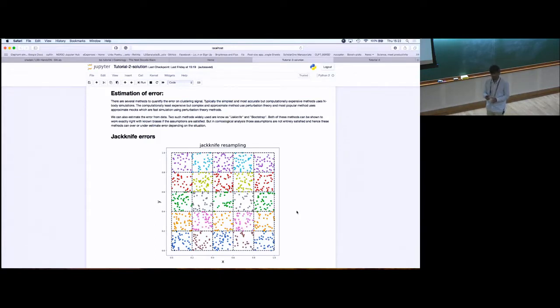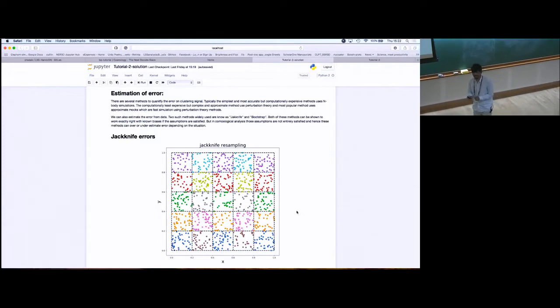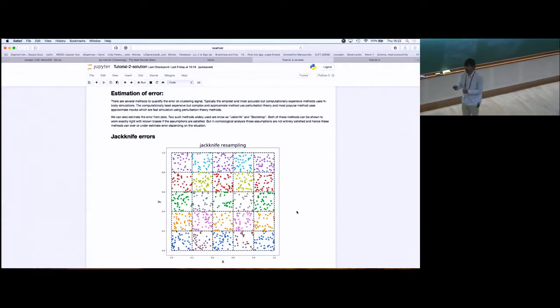I also hope people who had no exposure to Python can now at least do some simple plots through these sessions. And if you have trouble with that, then please ask.